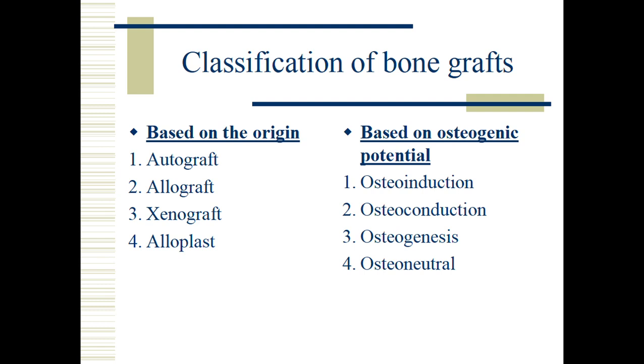Classification of bone graft is based on the origin and based on the osteogenic potential. Based on the origin, I have already discussed autograft, allograft, xenograft and alloplast. And in osteogenic potential: osteoinductive, osteoconductive, osteogenesis and osteoneutral.